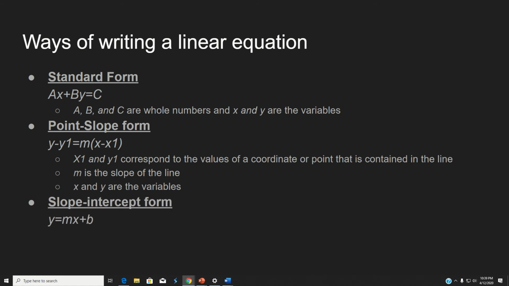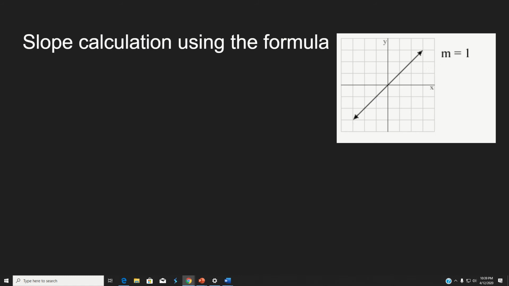Slope-intercept form, one of the most important forms because in pre-calculus we change the y to an f of x and use it as a function, is y = mx + b, where m is the slope and b is the y-intercept. x and y are the variables.